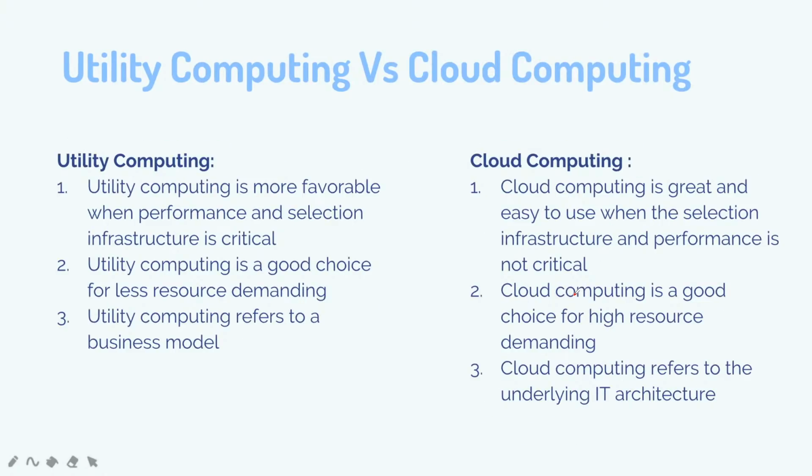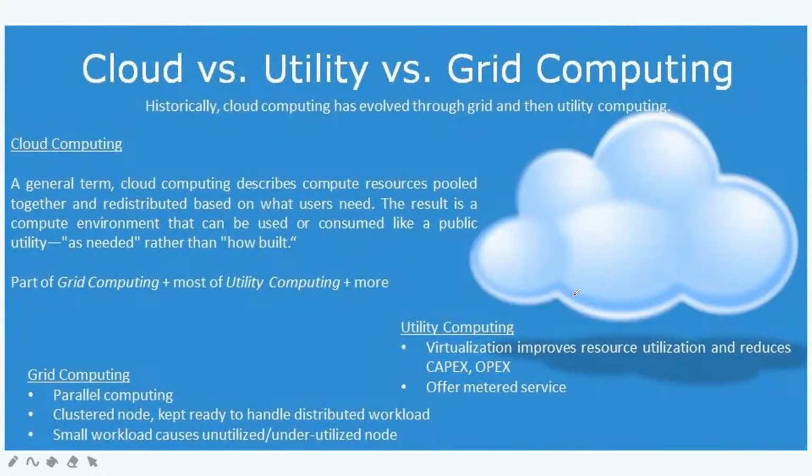Then here, utility computing versus cloud computing. Utility computing is more favorable when we perform infrastructure-critical work, but cloud computing is great and easy to work on. And then we have some business models and some architecture areas. So this is the basic difference between utility computing and cloud computing. Next, here we have an overall comparison, an overall recap about cloud versus utility versus grid computing. Just take a screenshot and then you can check the overall comparison.